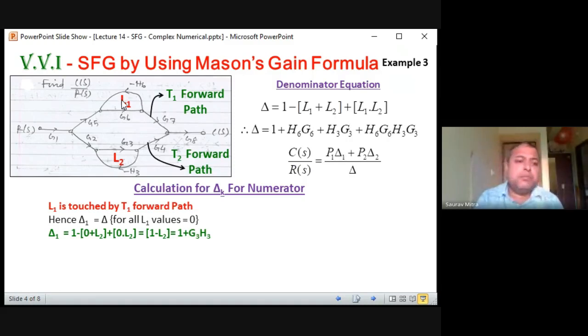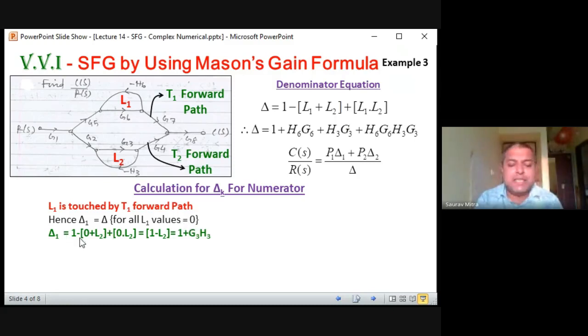Now we are finding that this T1 path is touching L1. So how can I find delta 1? While finding delta 1, write the same equation of delta. And as T1 is touching L1, in the equation of delta, substitute all the L1 as 0. So in that case, delta 1 is equal to delta, in the main equation of the determinant, for all L1 values equal to 0.